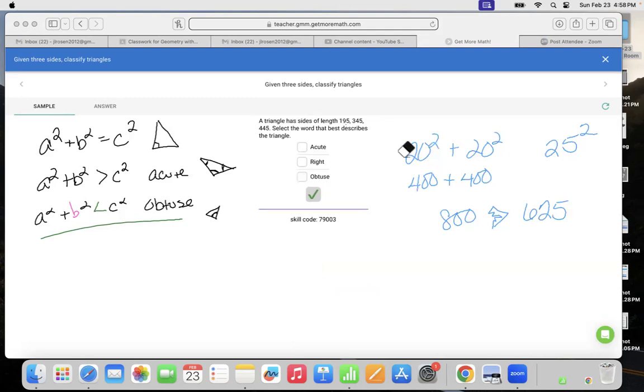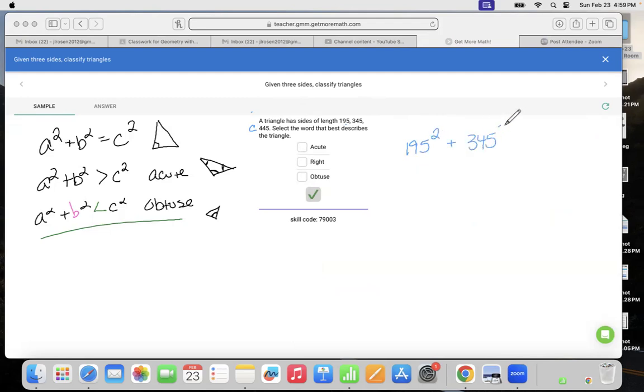Okay. This one here, it doesn't give us the drawing. So again, my recommendation is always use the drawing or label it as it is. So it says a triangle has these side lengths. So our longest one has got to be this one, right? So I'm not going to draw it out this time because I know we just need to take the two shorter sides, square them, and see how it compares to the longest side.